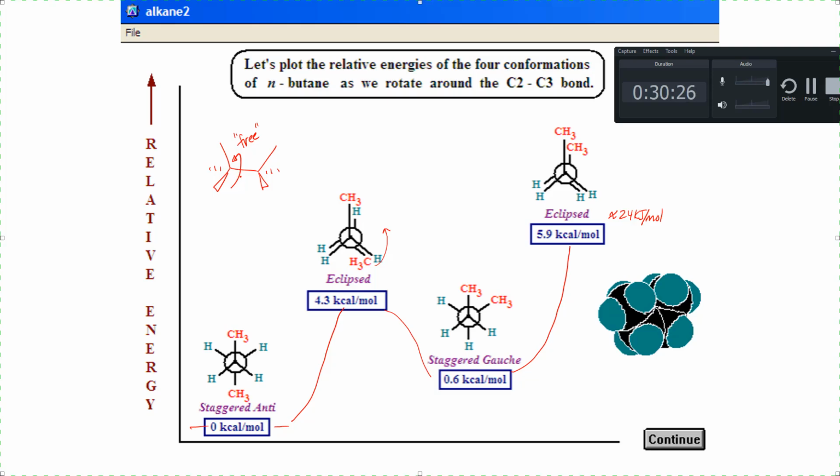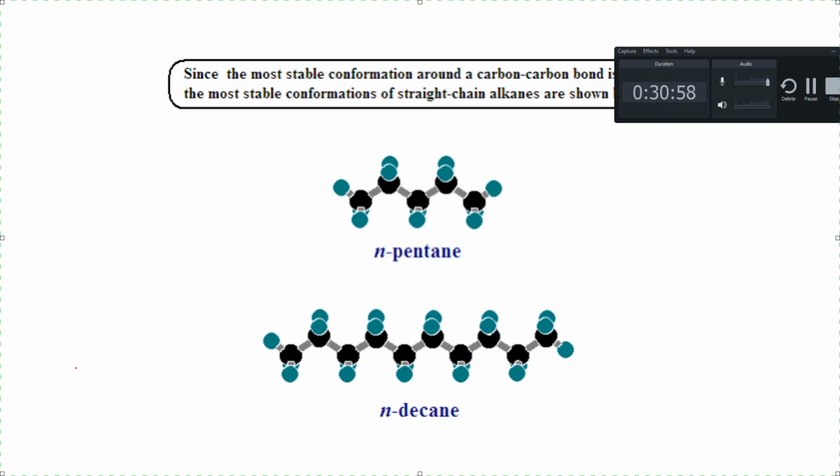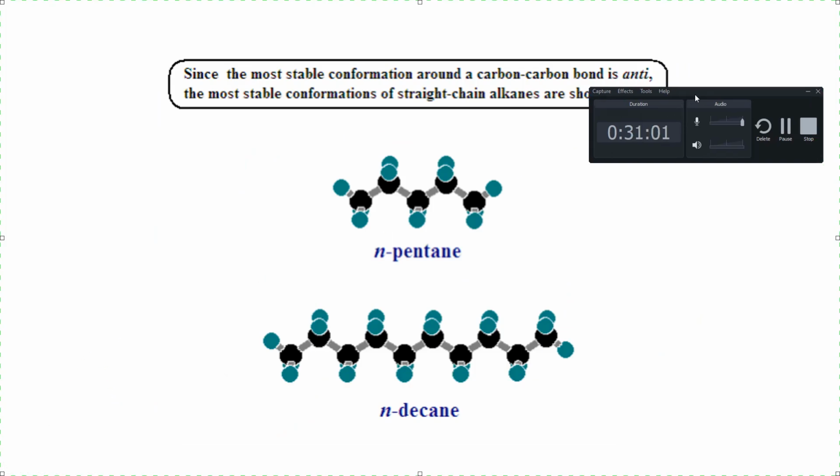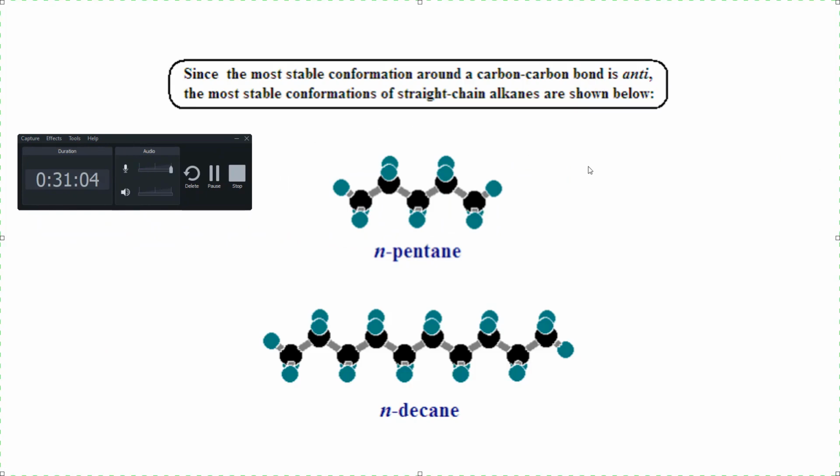It isn't free. I have to pay an energy price for that. But at room temperature, you have somewhere in the neighborhood of 20-ish kilocalories per mole or so of energy in terms of thermal energy. So this molecule would actually be kind of rotating around because room temperature has enough energy to overcome all of these barriers. So that is how we draw Newman projections and how we analyze alkanes.